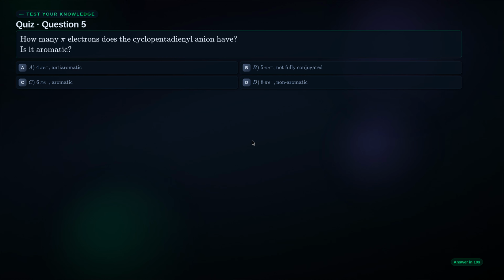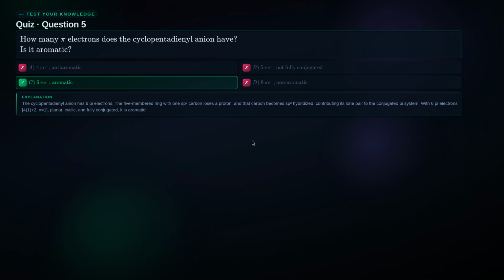The correct answer is option C. The cyclopentadienyl anion has 6 pi electrons. The 5-membered ring with one sp3 carbon loses a proton, and that carbon becomes sp2 hybridized, contributing its lone pair to the conjugated pi system. With 6 pi electrons, 4 times 1 plus 2 with n equals 1, planar, cyclic, and fully conjugated, it is aromatic.